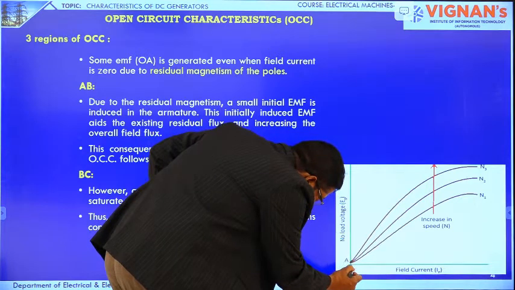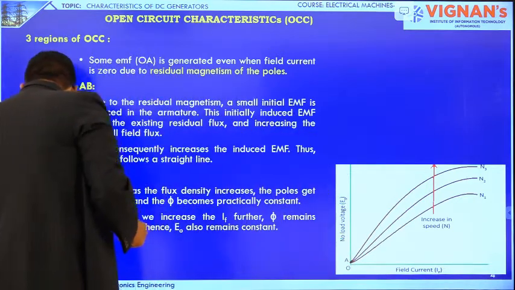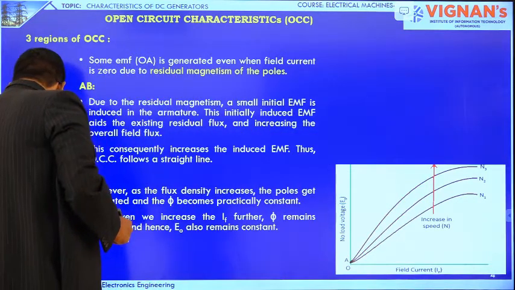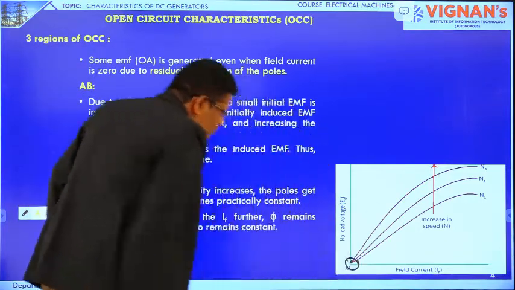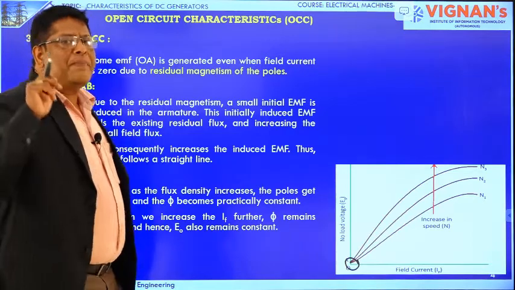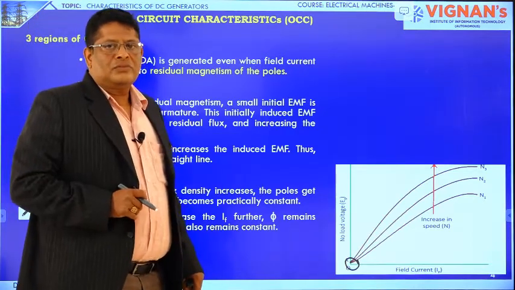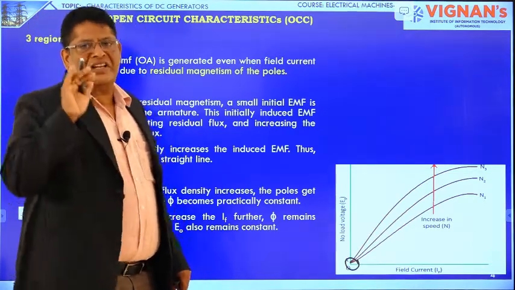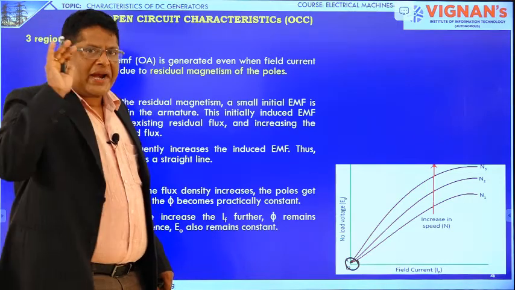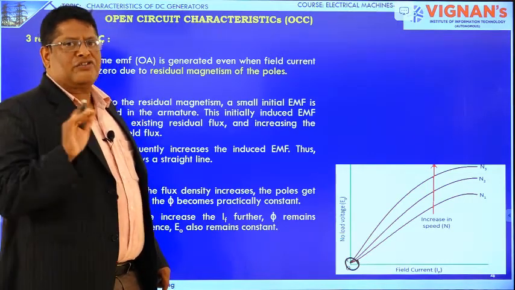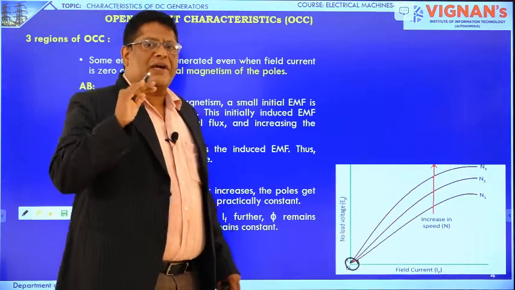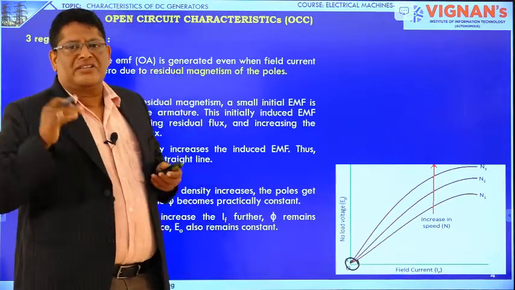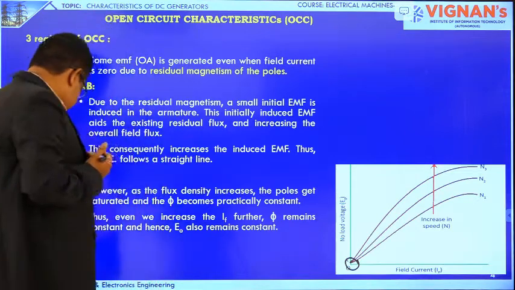Here some gap is there, that is nothing but the residual voltage. You always have to keep that in mind. In any self-excited generator, residual magnetism is there. If the residual magnetism is not there, the generator does not build up voltage.